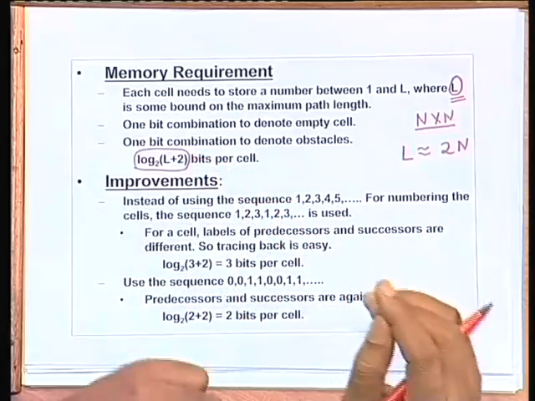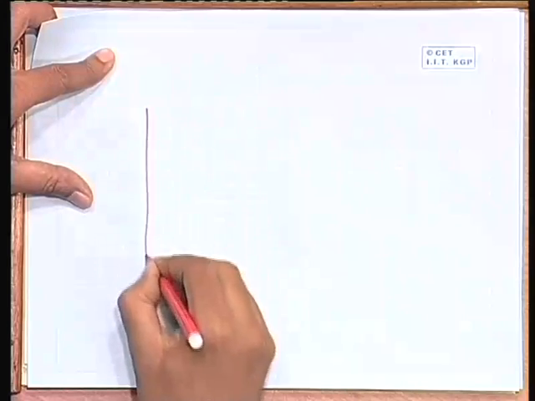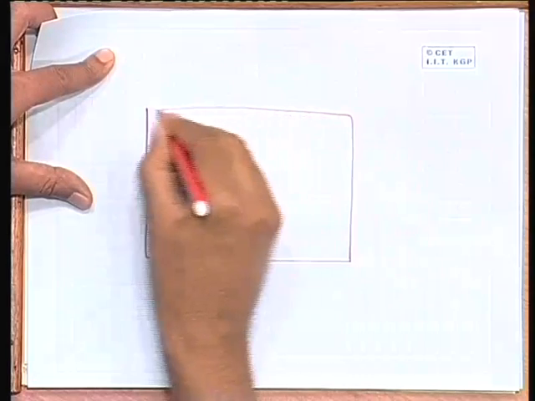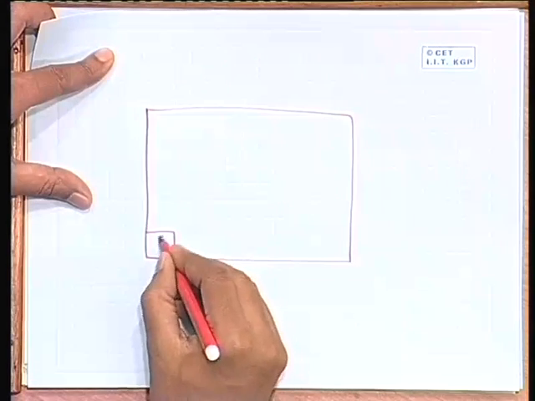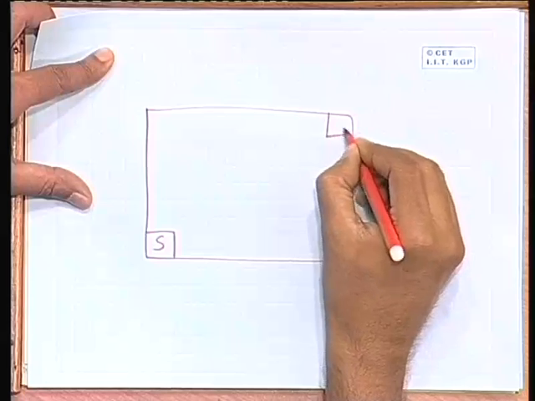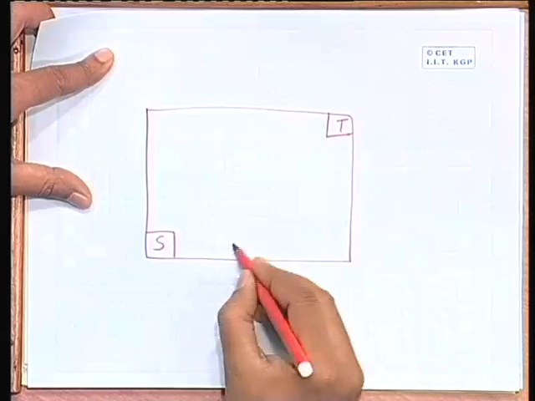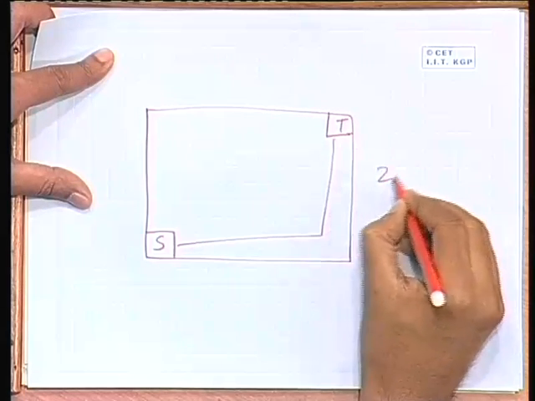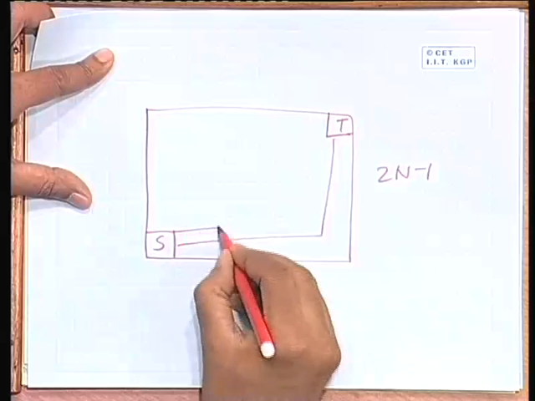Why 2n plus 2? For 2n, in an n by n grid, there can also be a path that is zigzag. Whatever you do, suppose you have your source on this side and target on this side, the Manhattan distance can never be less than 2n minus 1. Do you follow?